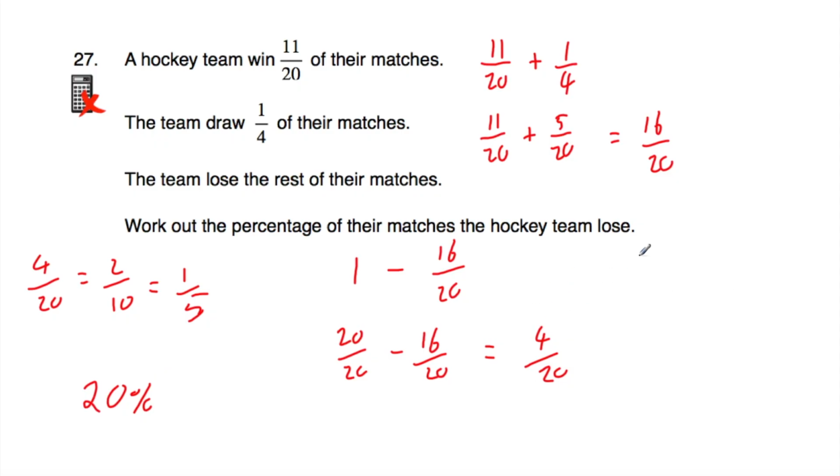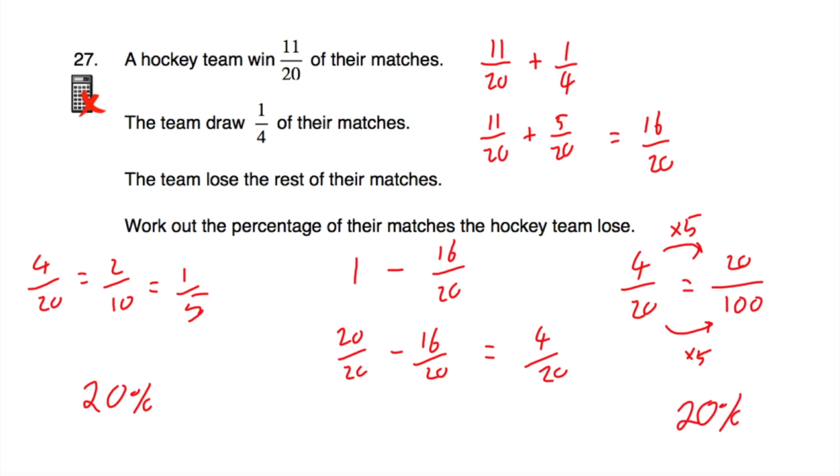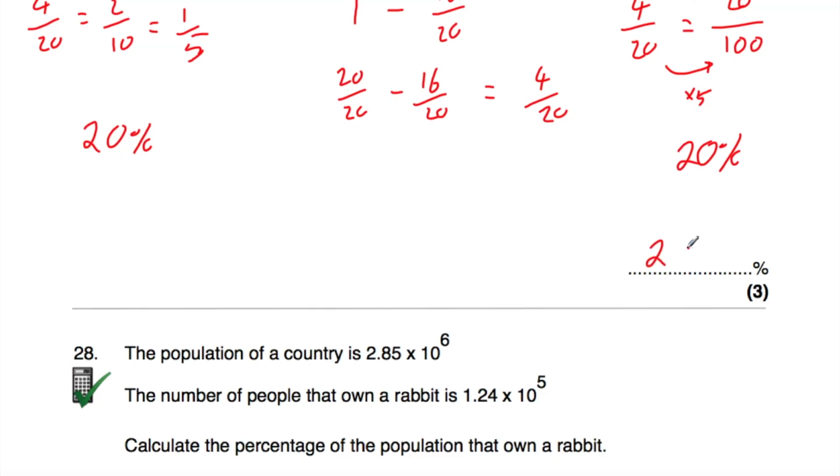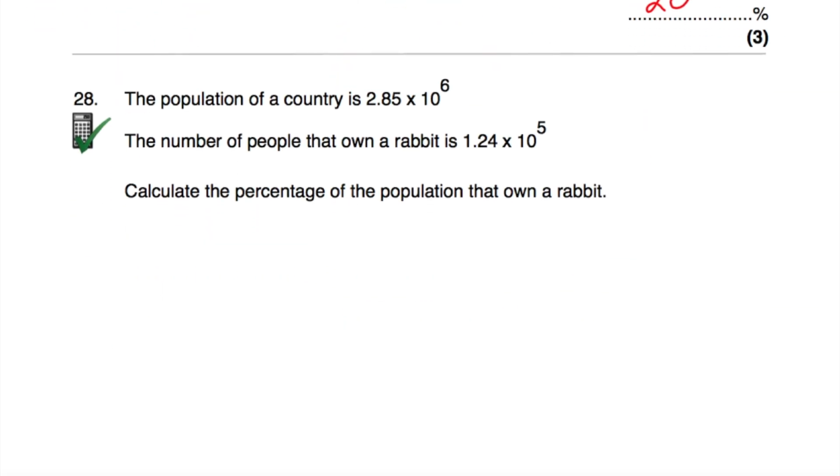Another approach would be, if we had 4/20ths and we want to write that as a percentage, we want to find an equivalent fraction with a denominator of 100, and to get from 20 to 100, you times by 5. So if we times the numerator by 5, 4 times 5 is equal to 20. So that'll be 20 out of 100 or 20%. And that's it. So what percentage of the matches did the team lose? The answer is 20%. Okay, and let's look at our last question, question number 28.